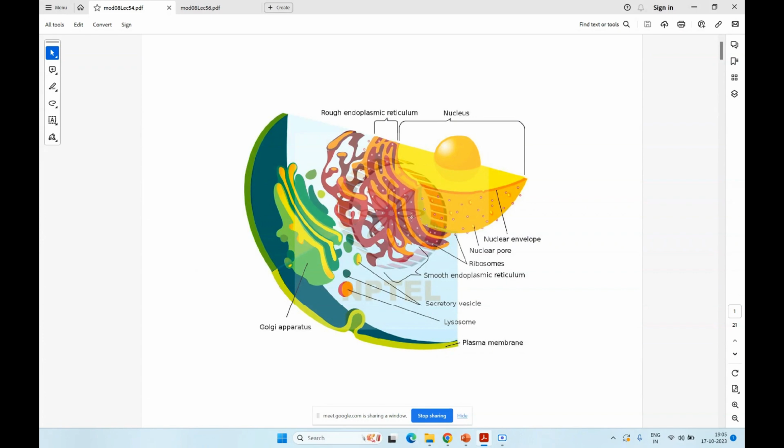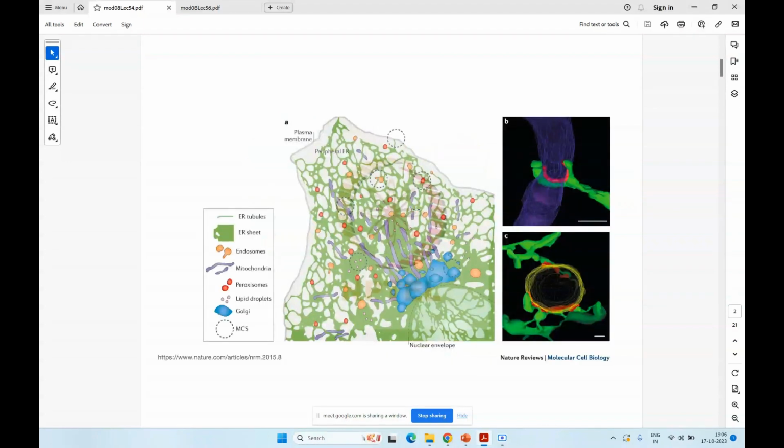Last week we had discussed the endomembrane system, which includes organelles like the endoplasmic reticulum, the lysosomal compartments, the plasma membrane, the Golgi complex, etc. The nucleus is also a part of the endomembrane system. So this is basically a more detailed map of how the endomembrane system of the cell is spread.